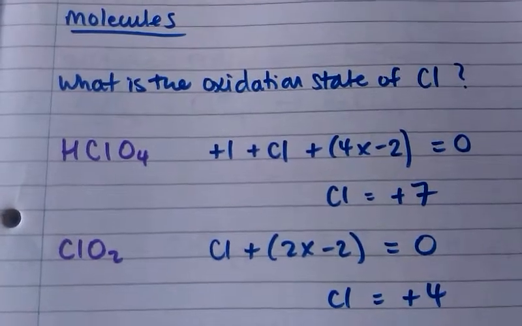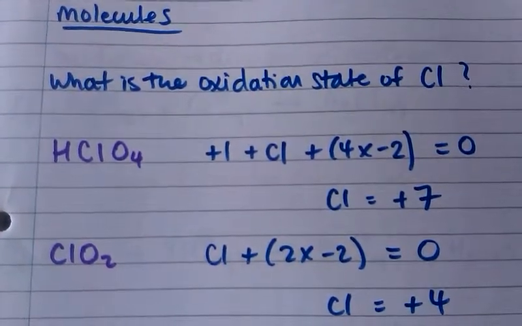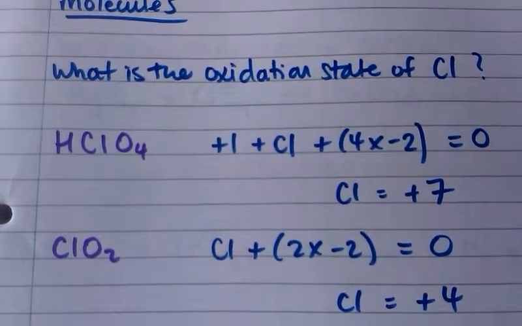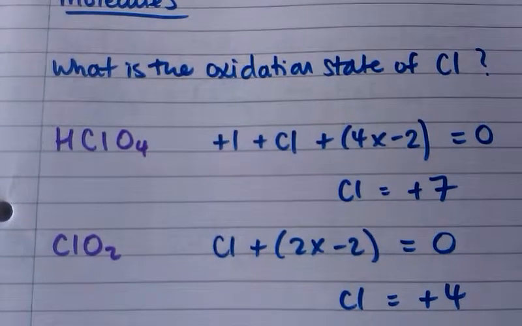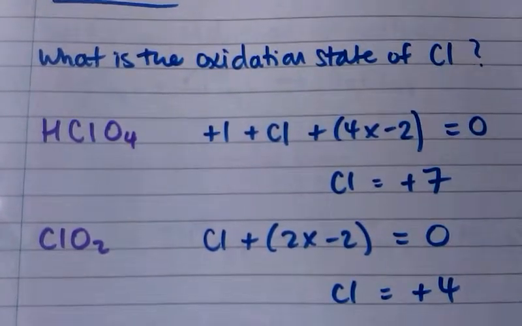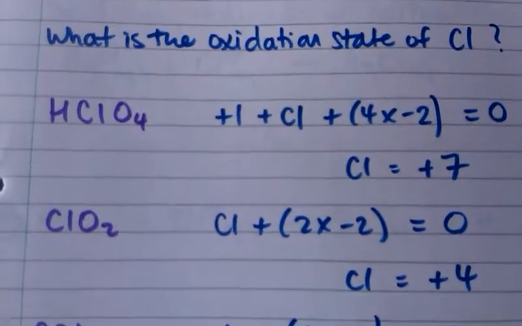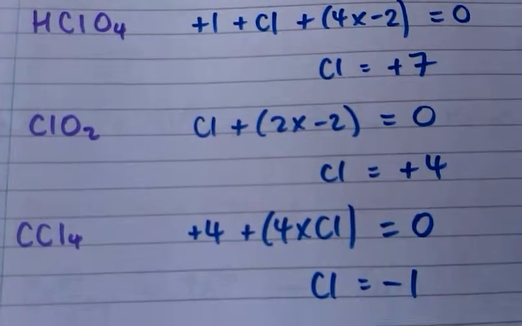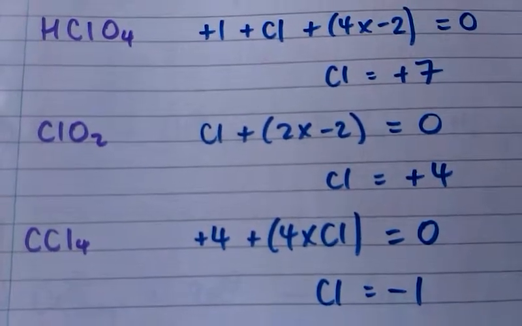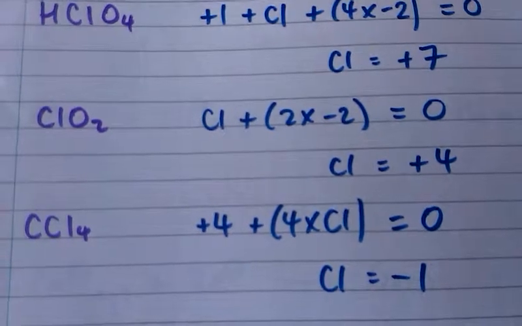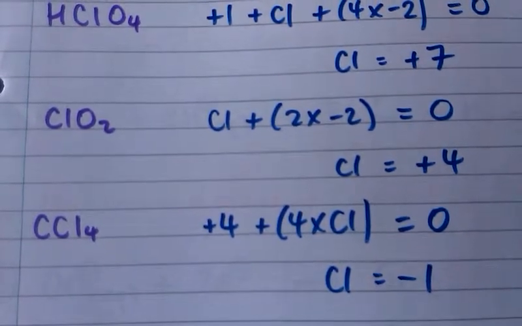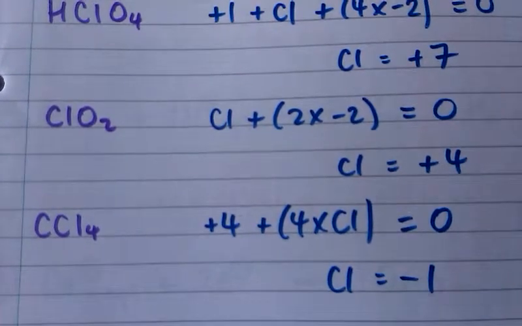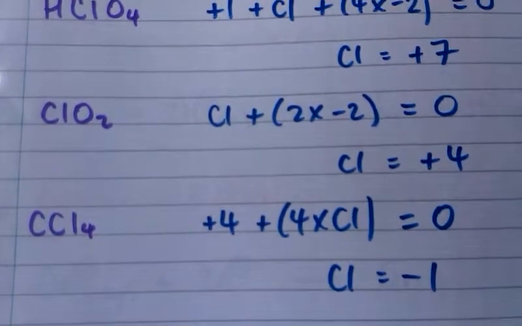Second example, so we know that the oxidation state of oxygen is -2, and there are 2 of them, so that gives 2 times -2 is -4, plus the oxidation state of chlorine to give 0, so the oxidation state of chlorine must be +4. Last example, we know that the oxidation state of carbon is +4, and here we have 4 times the oxidation states of chlorine is equal to 0, so the oxidation state of chlorine here must be -1.